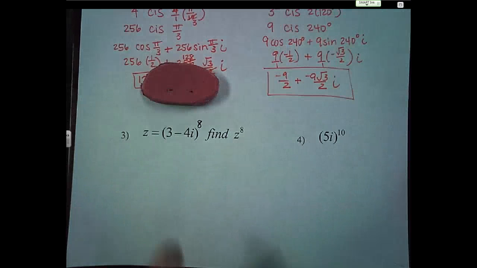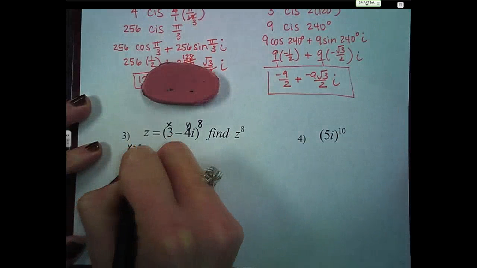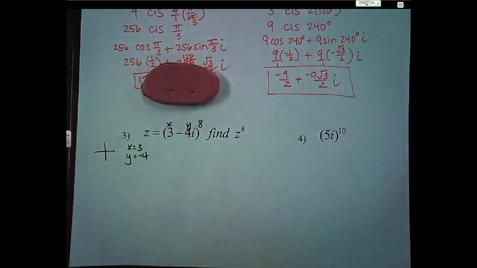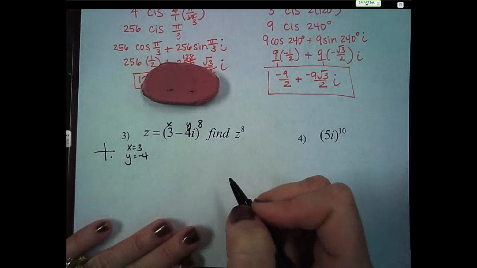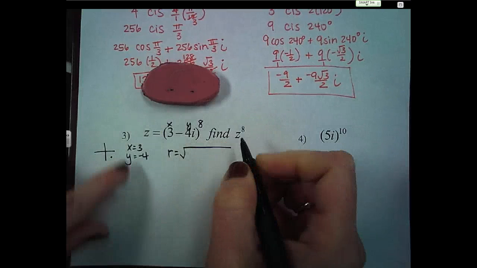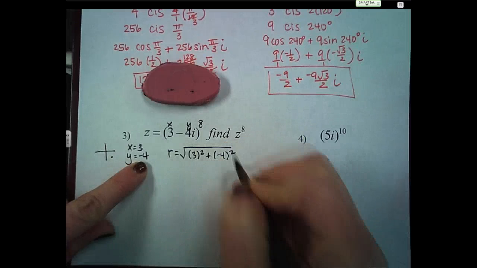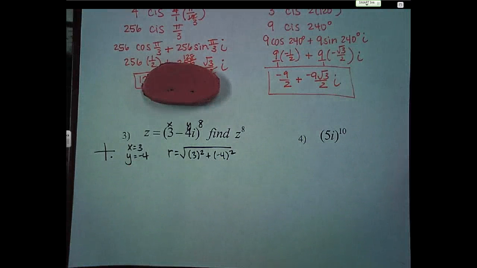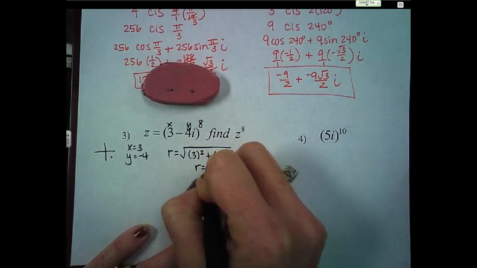Okay, so this is X, and this is Y. In other words, X is 3, and Y is -4. Draw yourself a grid of where it would be. Put your -4 in quadrant 4. So to put it in CIS form, you gotta find R first. R is the square root of 3 squared plus negative 4 squared. So you want 9 plus 16, which is gonna give us the square root of 25, so R is 5. So we're halfway there.